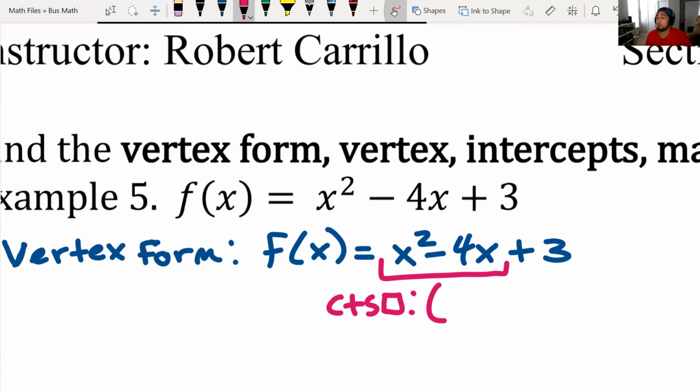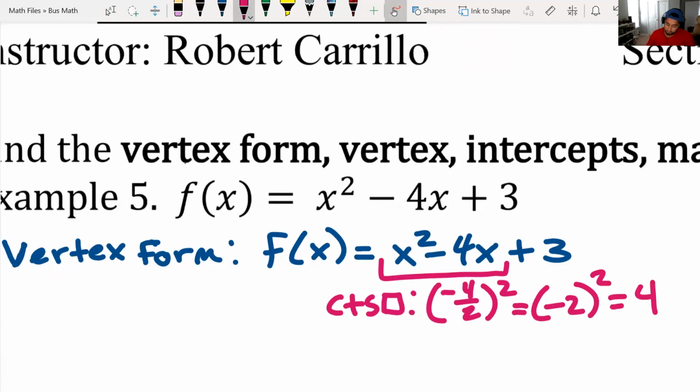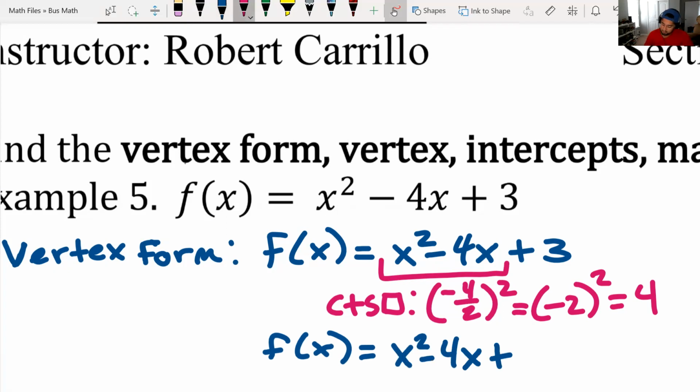And when we complete the square, we take half of the middle term's coefficient. So -4/2 squared. Simplify, you get -2 squared equal to 4. And then the next step is take that number and add it and subtract it on the same line. x squared minus 4x plus 4 minus 4 plus 3.